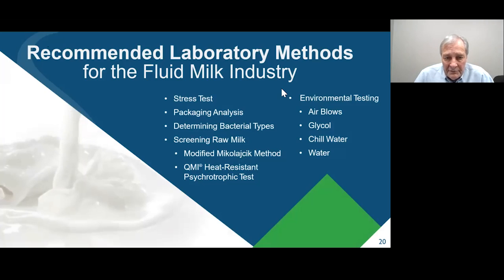Determining bacterial types: as I pointed out, bacterial types can be a real asset in helping to troubleshoot problems. If we have gram-negative bacteria, we know we have post-pasteurization contamination. Raw milk screening is effective, but these are not necessarily environmental problems. These are sanitation problems. And then we should be testing our air, the glycol, sweet water, and water for mostly gram-negative bacteria. Gram-negative bacteria love this environment.